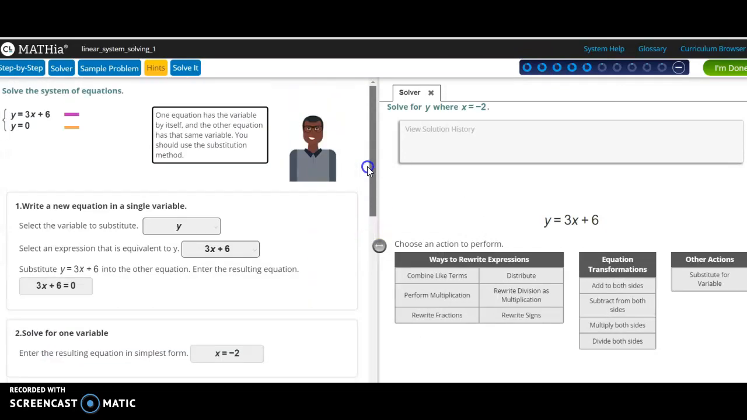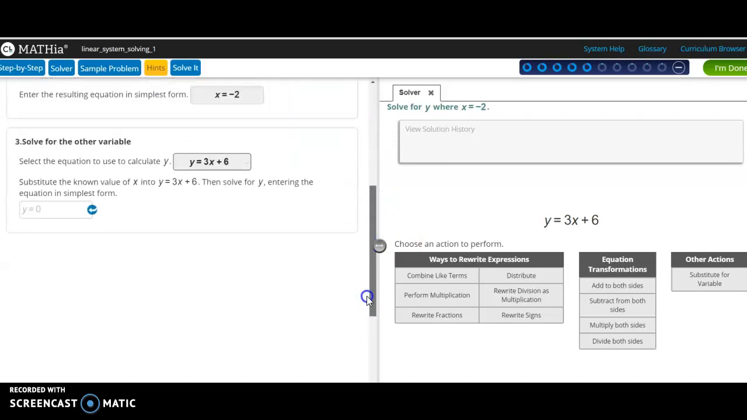Actually, I probably did too much work because up here, the second linear equation actually tells you what y equals.